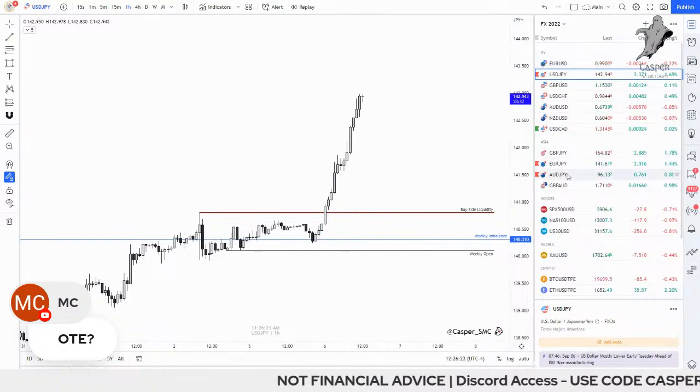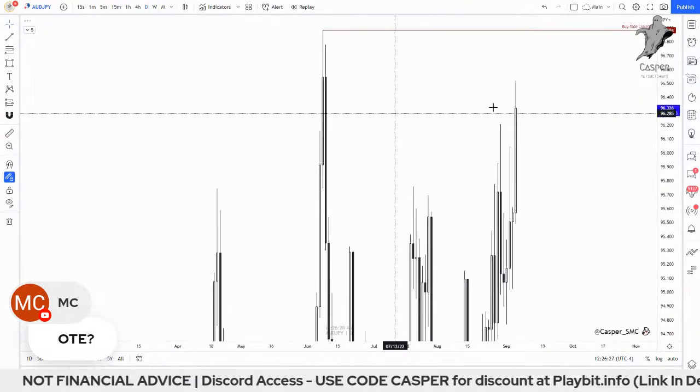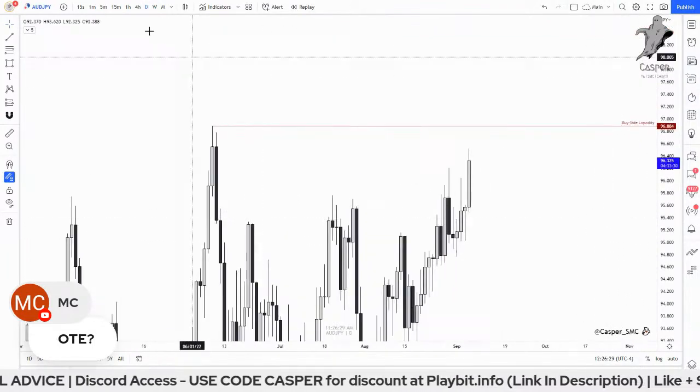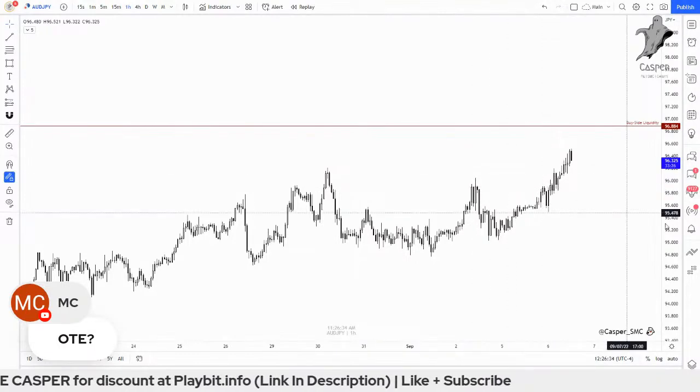Now we talked about Aussie yen yesterday, and we also talked about how they had news coming out. So it's a good thing we didn't take anything there before. I think we were somewhere, was it like in here?